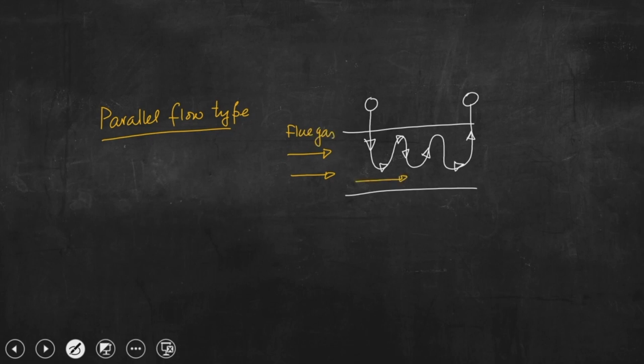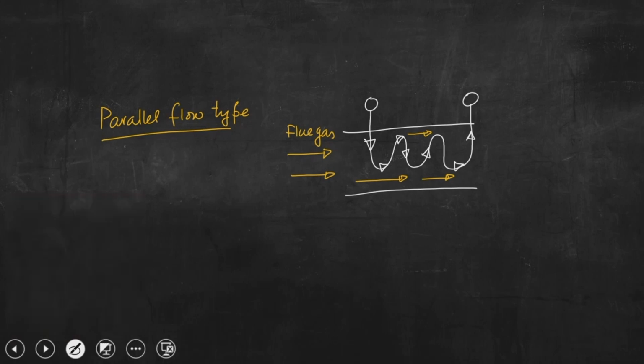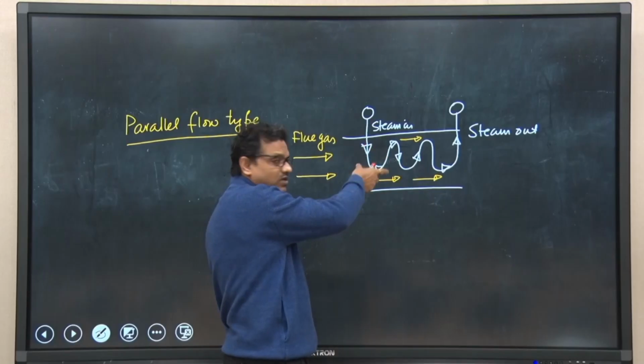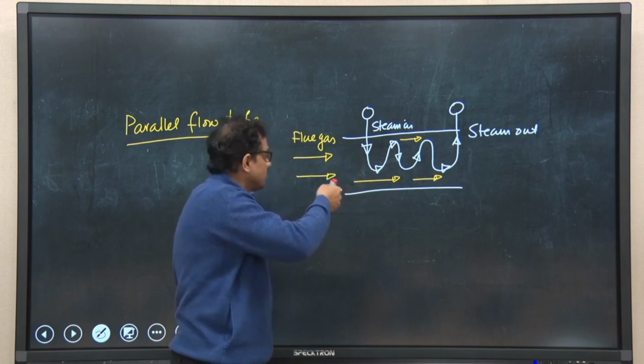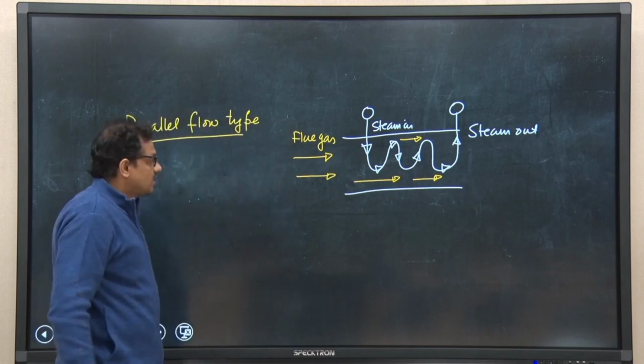So, flue gas is flowing in this direction and steam is, so this is steam in and this is steam out. Okay. So, this is one coil I have shown in this schematic. This particular coil is hanging from the roof of the boiler.